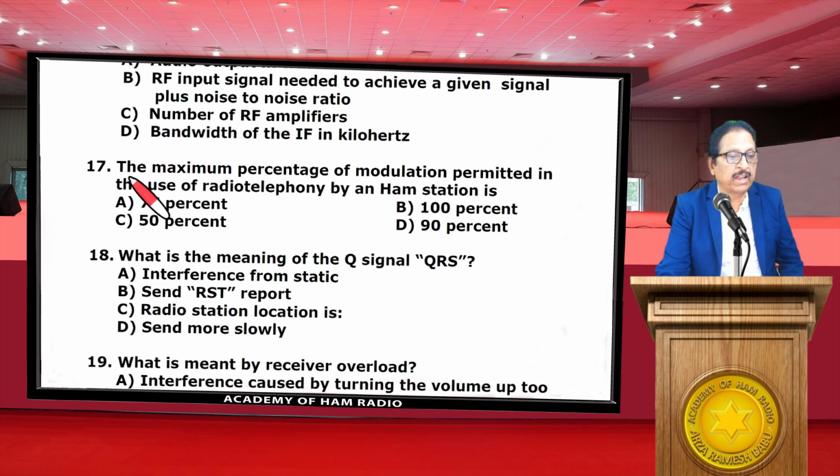Question number 17. The maximum percentage of modulation permitted in the use of radio telephony by a ham station is the maximum percentage of modulation. It should not cross 100% or otherwise it leads to distortion. So Bravo is the right answer.